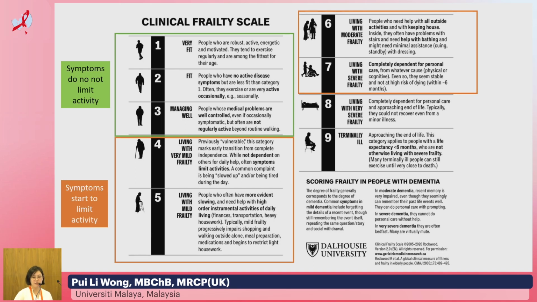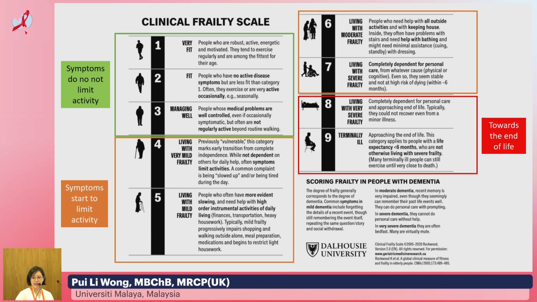So that's scale from 1 to 3. And the next part is really a scale from 4 to 7. At this point, this is when we start to pick up, oh, maybe they're starting to have a bit of frailty. Okay? And their symptoms start to limit their activity. If you're a 4, you're living with very mild frailty. In the past, this used to be labeled as vulnerable. So this would have been considered your pre-frail. But now they've called it frailty. All right? And then it just progresses and gets more severe to 7.